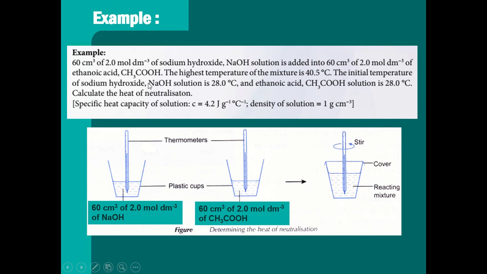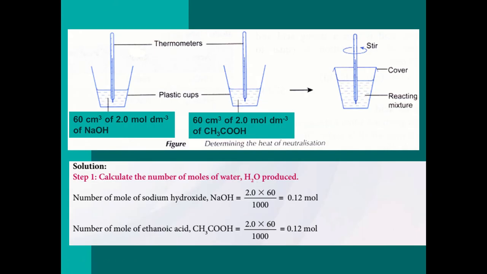So the initial temperature of NaOH is 28, whereas for ethanoic acid also 28. Jadi nak cari punya average initial, tambahlah 28 tambah 28 bahagi dengan 2. Dan dia punya highest temperature 40.5 degree Celsius. Jadi suruh cari delta H. Jadi step dia sama juga sebelum ni. Alright, kita kira the first one, cari number of mole of water produced. Macam mana nak cari? So based on the reactant dia bagi. Jadi kita cari number of mole untuk NaOH, guna mv over 1000 dapat 0.12. The same goes for ethanoic acid, mv over 1000 we get 0.12.